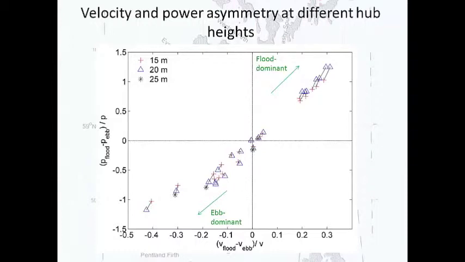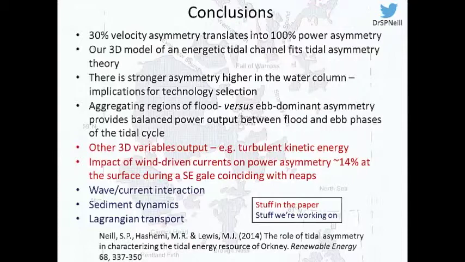Okay, you'll be glad to hear that I'm on the conclusions. So that's what I said, the first point. So 30% velocity asymmetry leads to 100% power asymmetry. And we fit our theory reasonably well for an actual case study. And there's stronger asymmetry higher in the water column.